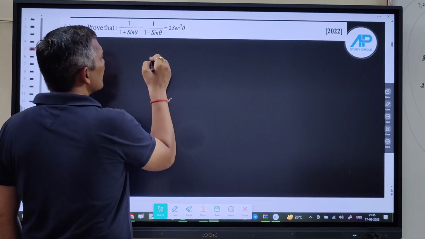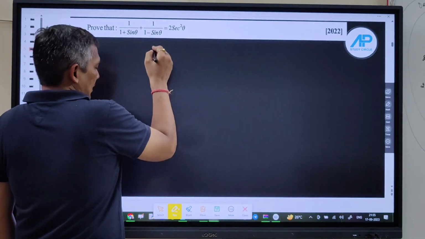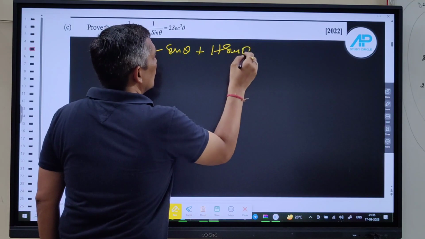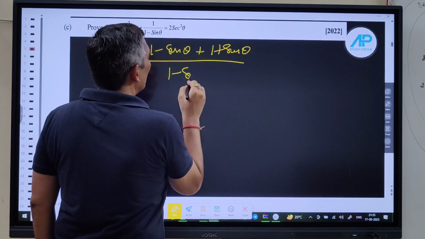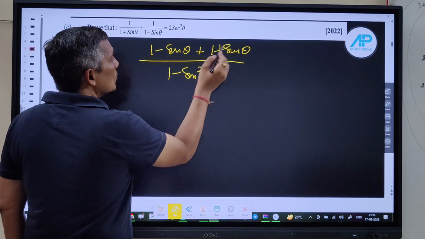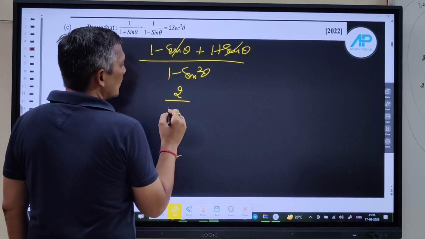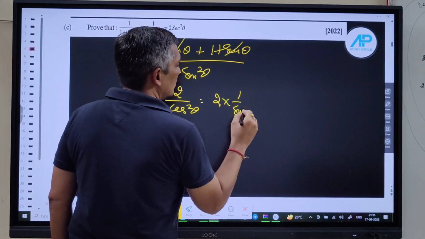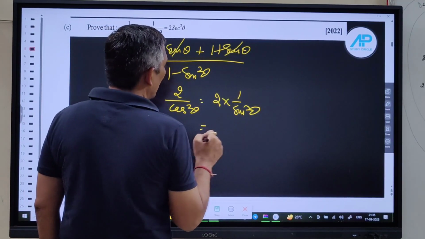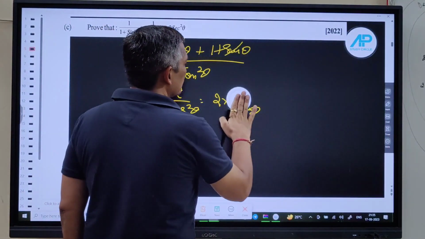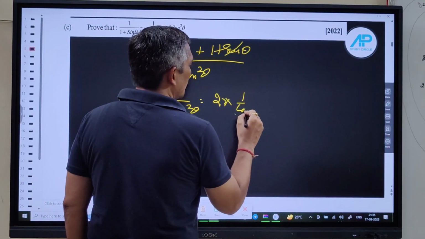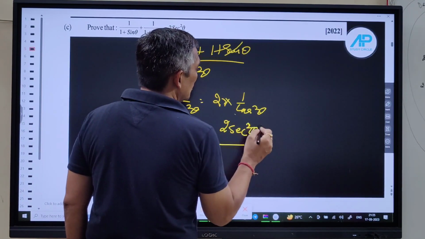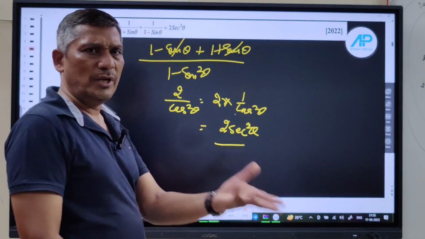1 upon 1 plus sine. Please take LCM right away. That gives me 1 minus sine theta plus 1 plus sine theta upon 1 minus sine square theta. So sine and sine is cancelled. 2 upon cos square. 2 into 1 upon cos square equals 2 sec squared theta. 3-mark question.